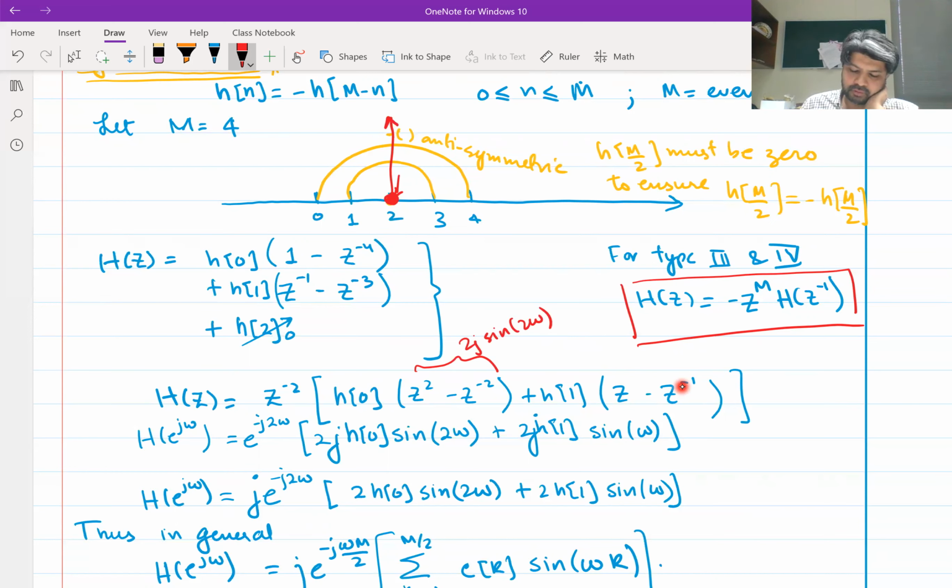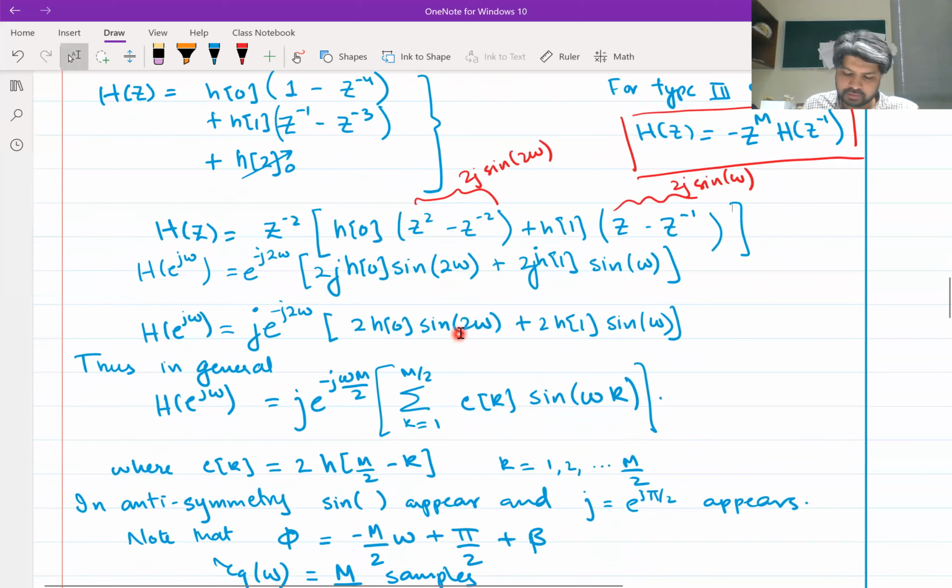सही है ना, इसको 2j से डिवाइड करते हैं तो साइन बन जाएगा. सिमिलरली दिस गाय वुड चेंज टू 2j sin of omega, ठीक है, क्योंकि बीच में नेगेटिव साइन आ गया. सो h of e to the power j omega is e to the power minus j 2 omega times j को आप बाहर निकाल लेंगे because you want this to be your pseudo magnitude. So अंदर क्या रह जाएगा जो real आपका part है 2 times h of 0 sine of 2 omega plus 2 times h of 1 sine of omega. Sorry, यहाँ पे 2 omega था.